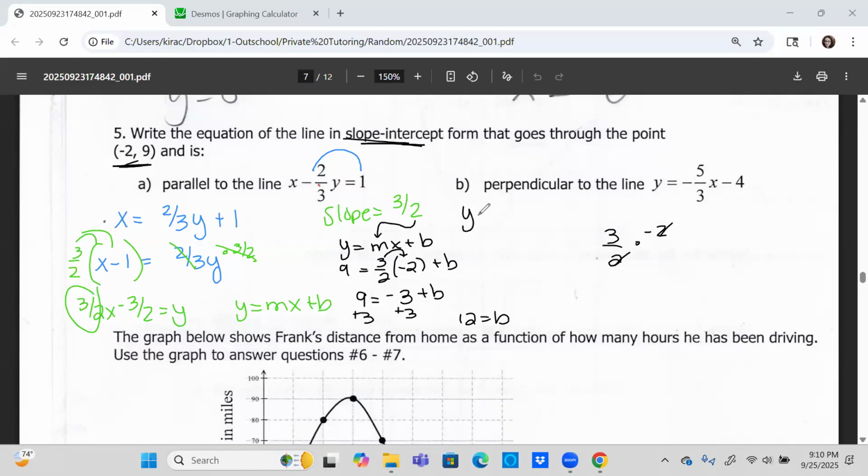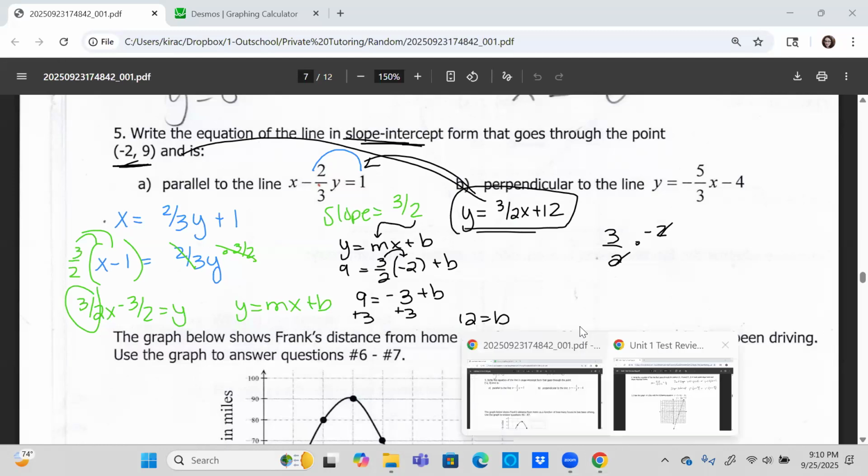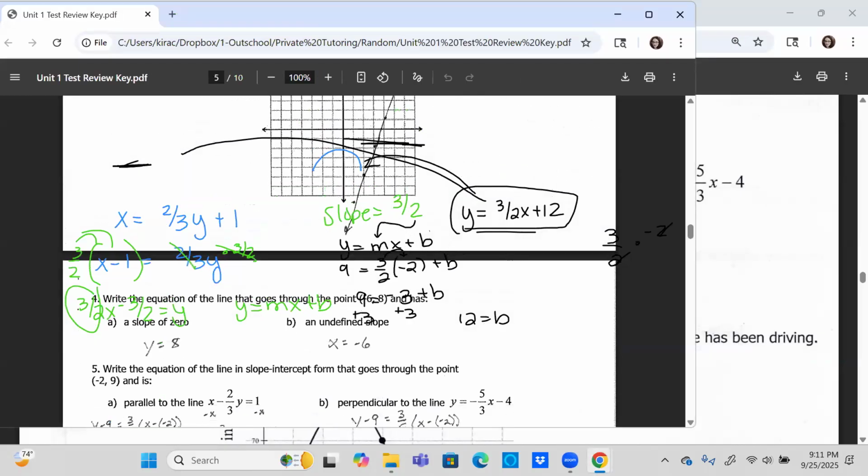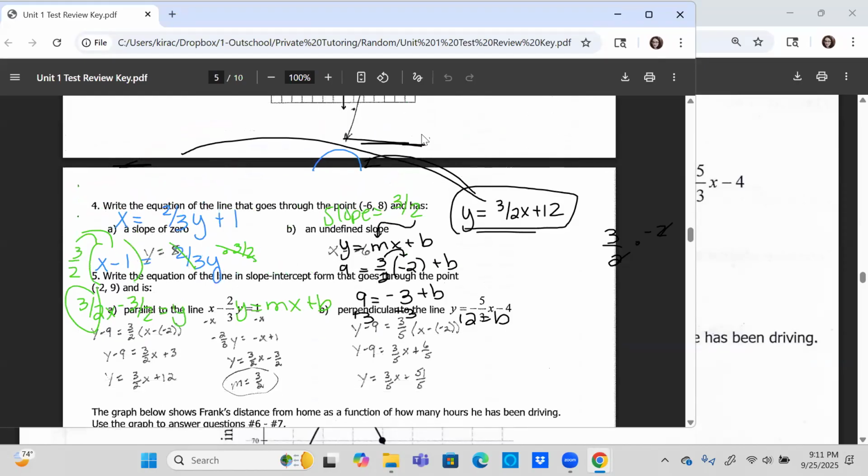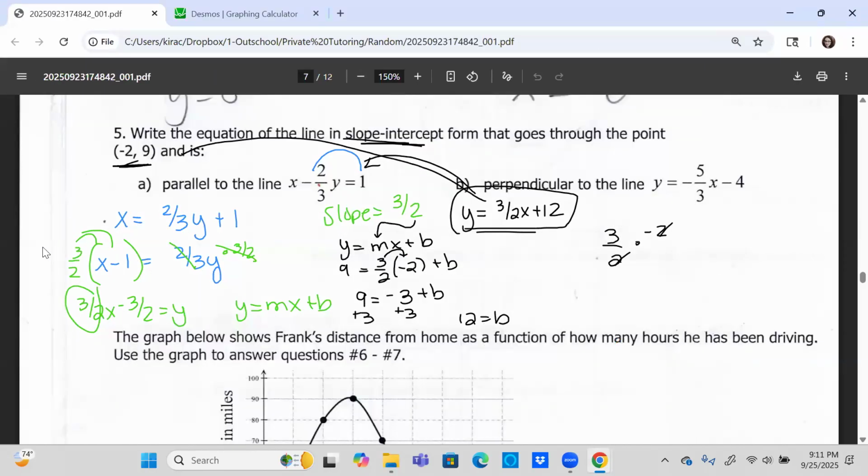So final answer would be y equals mx plus b. This equation that I just put in the box is parallel to this one, and it hits this point. Okay, let's check that. And that's a geometry problem, knowing that parallel lines have the same slope. I mean, it's also an algebra problem because you had to solve for y and all that goodness. Yep, it's good.